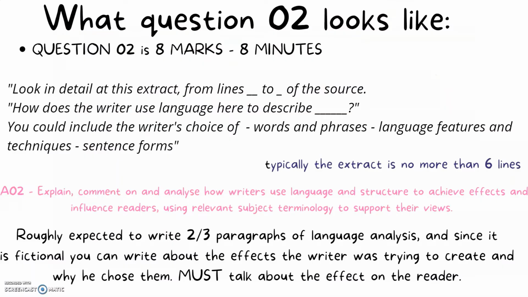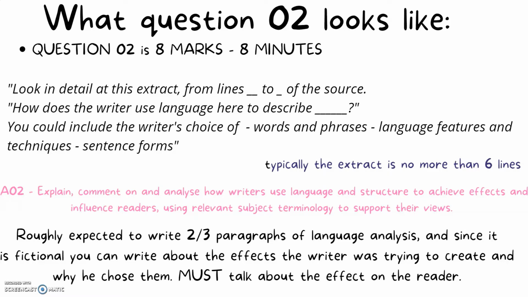What does question 2 look like? Question 2 is an 8 marker, so you should spend 8 to 10 minutes. It will look like: look in detail at this extract from lines this to this of the source. How does the writer use language here to describe a theme or character? You could include the writer's choice of words and phrases, language features and techniques, and sentence forms.